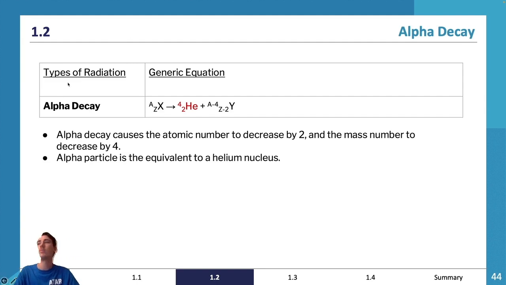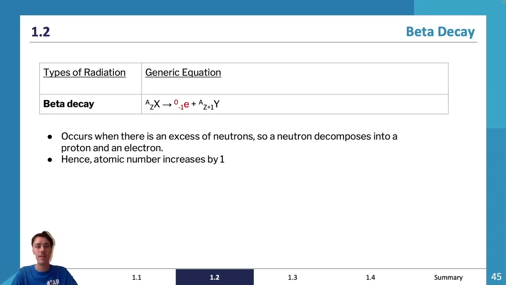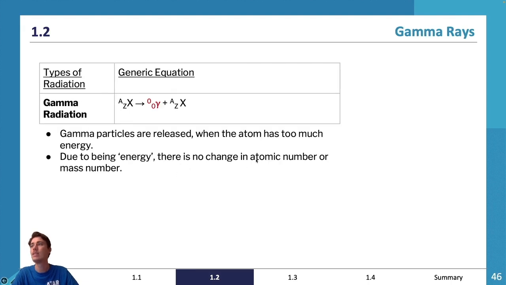So as you can see here with alpha decay, alpha decay causes the atomic number to decrease by 2. So you go A4 to Z2. And the mass number decreases by 4. So an alpha particle is the equivalent of a helium nucleus. Beta, on the other hand, occurs when there is an excess neutron. So a neutron decomposes into a proton and an electron. Essentially, the atomic mass increases by 1. And then gamma radiation is released. Gamma particles are released when the atom has too much energy. Due to being energy, there is no change in the atomic mass or number.